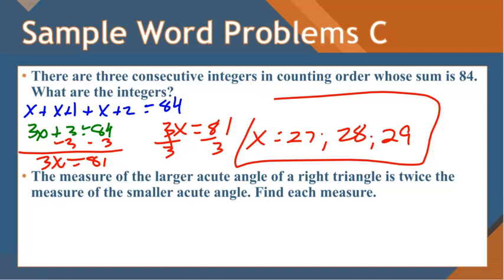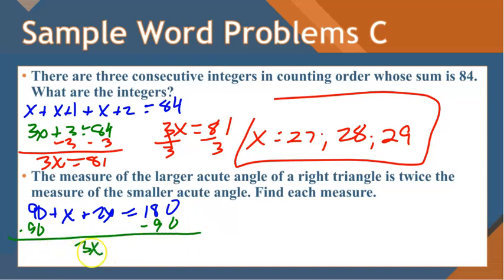And our last one here. The measure of the larger acute angle of a right triangle is twice the measure of the smaller acute angle. Find each measure. Well, we know that triangles add up to 180, and if it's a right triangle, one of the angles is 90. So I know that there's 90, and then I know one of them is x, and the other one is twice that amount, which is plus 2x. And this has to add up to 180 because all triangles add up to 180. So I'm going to subtract 90 on both sides and then combine like terms.